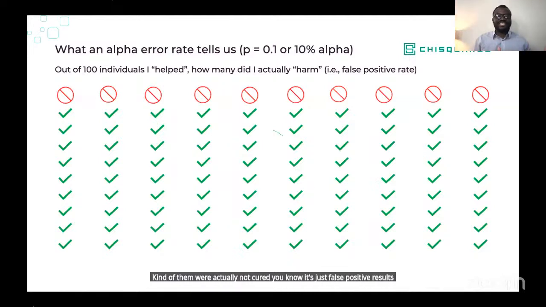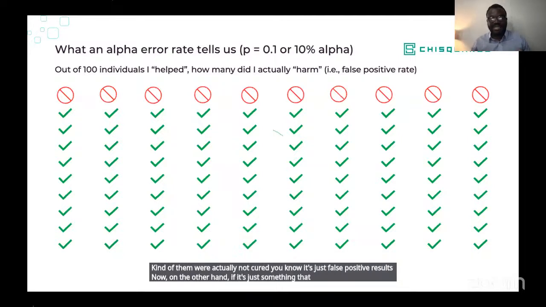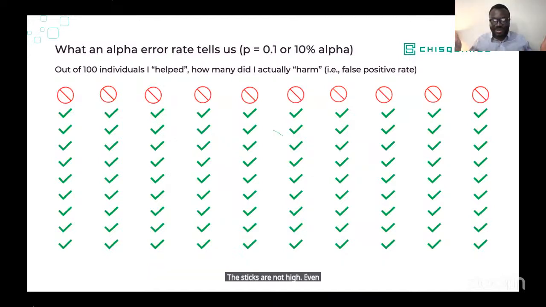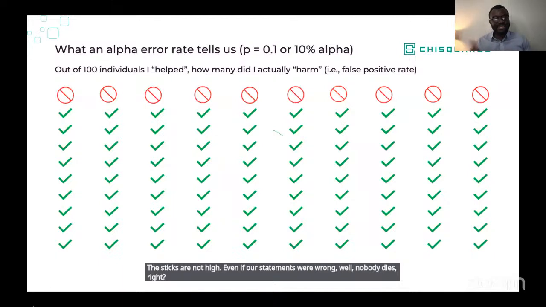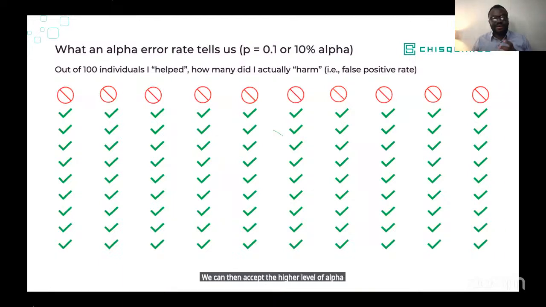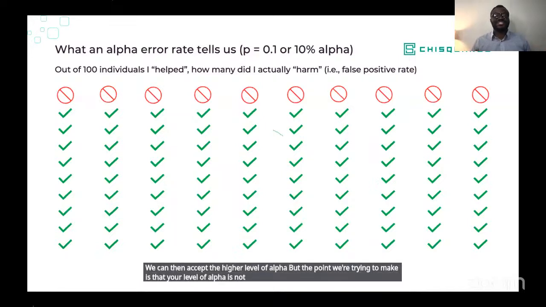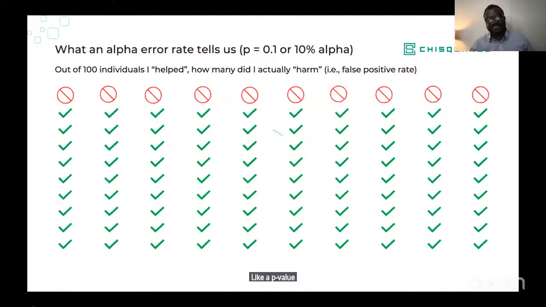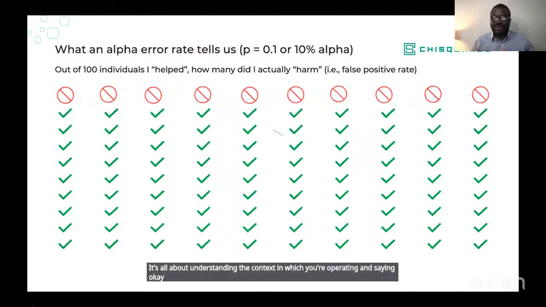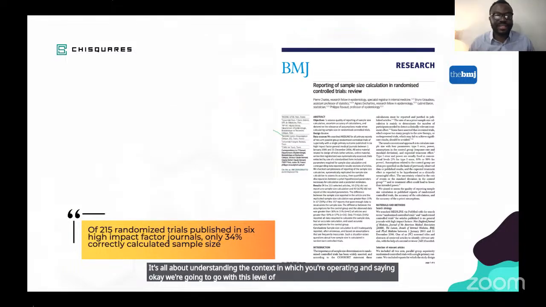Now, on the other hand, if it's something that is not that sensitive, let's say we're just doing an educational intervention, and the stakes are not high. Even if our statements were wrong, well, nobody dies, right? We can then accept a higher level of alpha. But the point we're trying to make is that your level of alpha is not set in stone. It's not an 11th commandment from God that your alpha level of significance must be 0.05. It's all about understanding the context in which you're operating and deciding which level of alpha to go with.